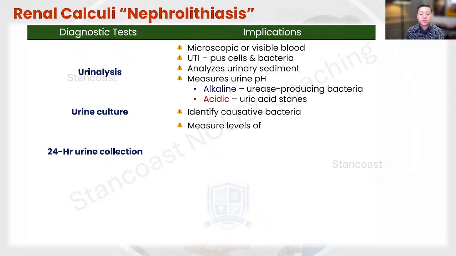Now, the next testing that we're going to expect is a 24-hour urine collection. And this is going to evaluate the different levels of the creatinine, the calcium, the uric acid, also the oxalate and citrate. And this is only going to be done for patients with recurrent stones. And this is to identify the risk factors and also the underlying causes.